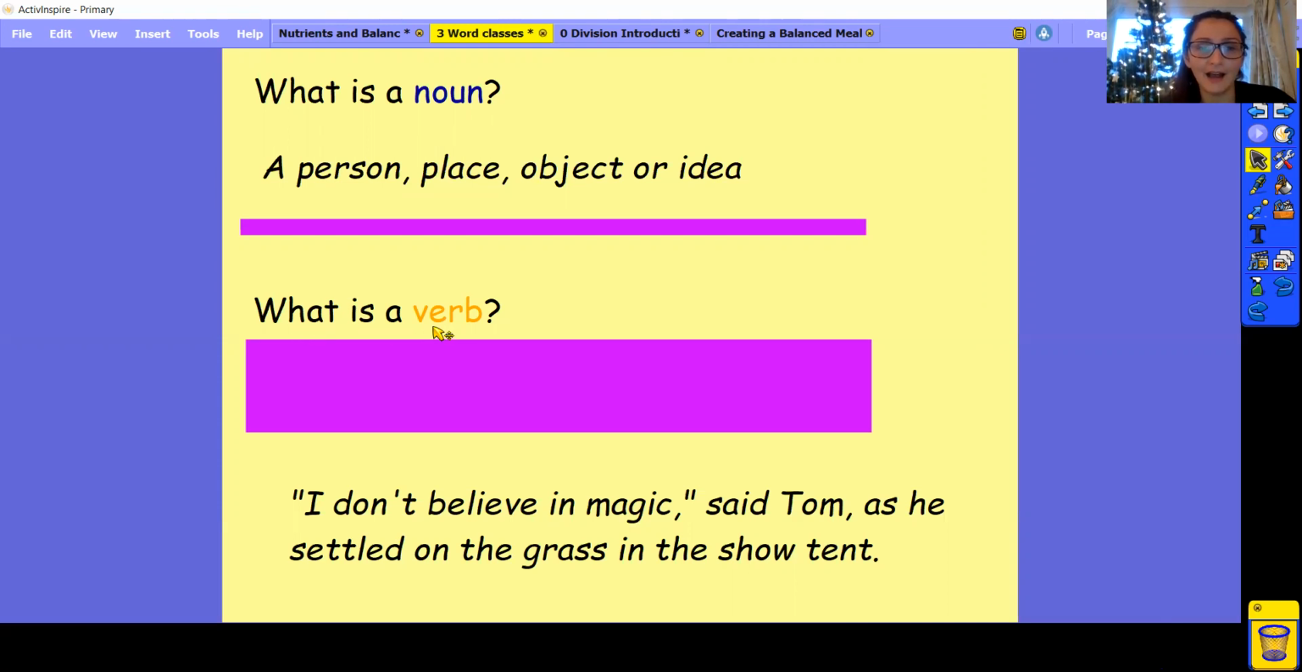What is a verb? So again, have a pause, have a think about what a verb is. Can you give examples of any verbs? Have a pause, have a think.